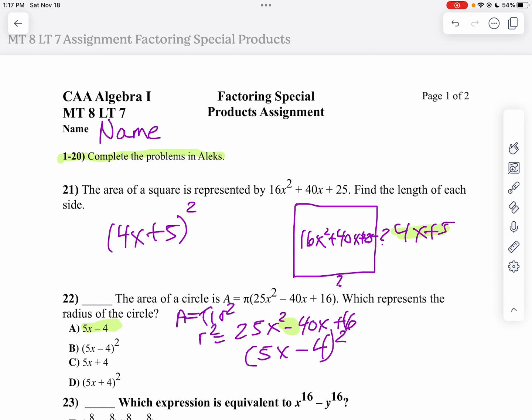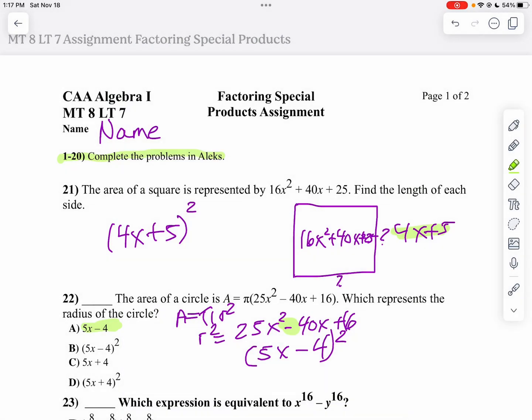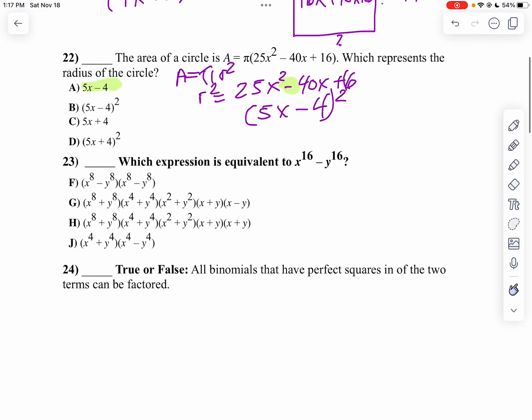Now when we take a look at, whoops, I didn't want that. I just wanted to move my page. There we go. I want to factor x to the 16th minus y to the 16th.